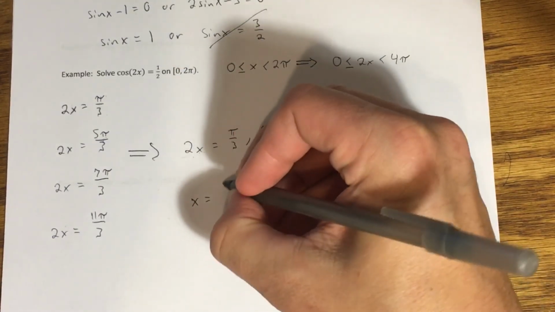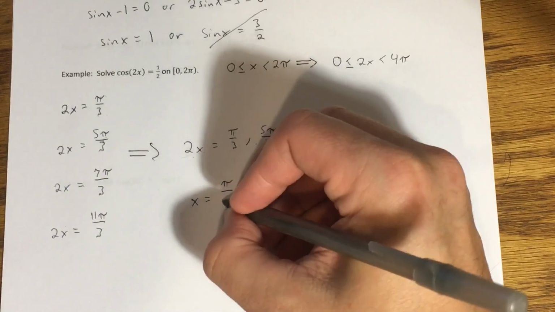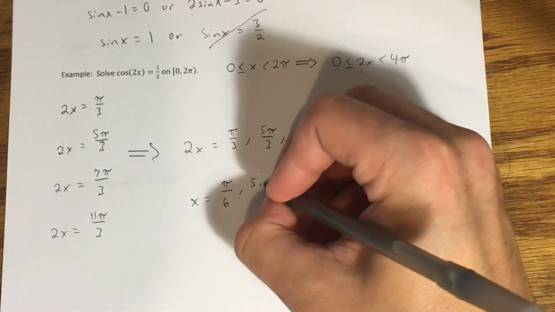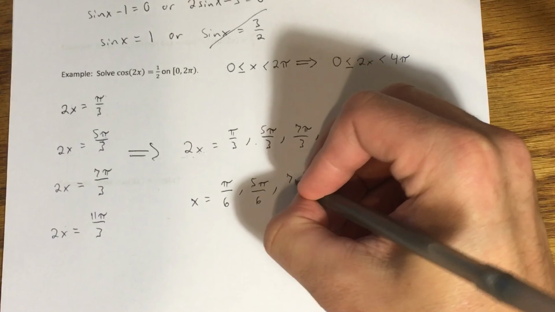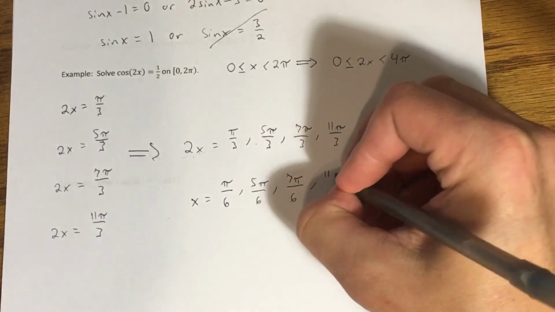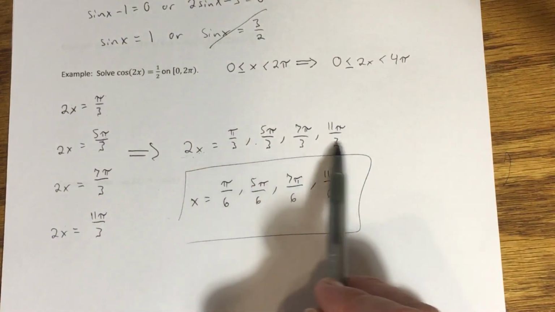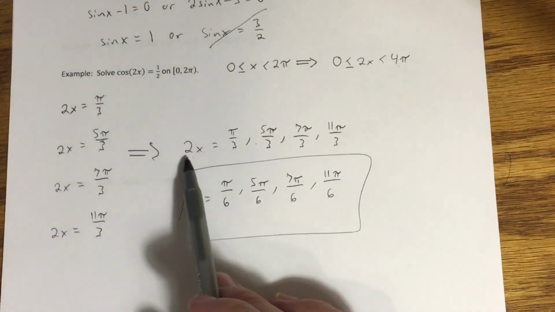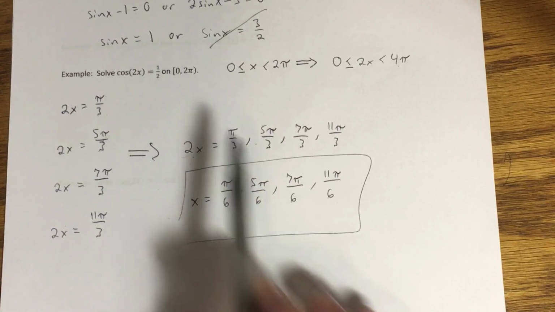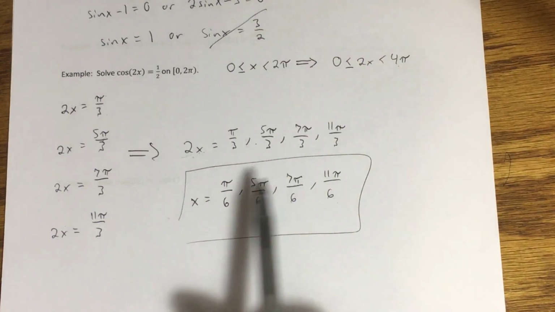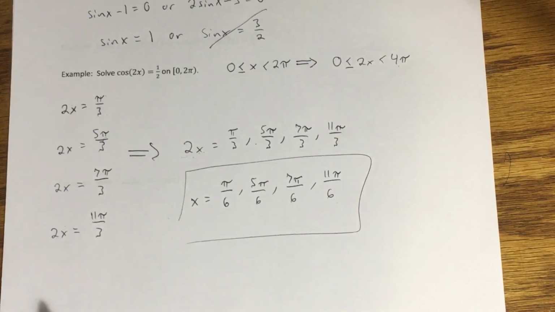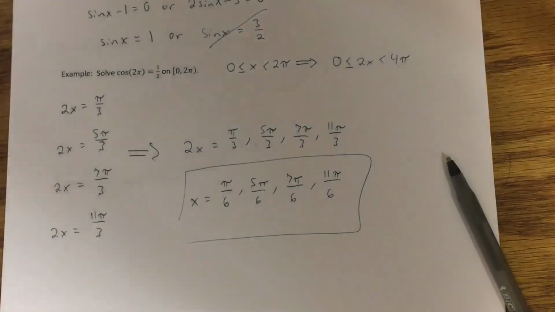X is equal to pi over 3 divided by 2, which would be pi over 6. I would also have here 5 pi over 6, 7 pi over 6, 11 pi over 6. And if you notice, something interesting happened. Even though these angles here were between 0 and 4 pi, after dividing everything by 2, all of my solutions are from the original interval. They're all between 0 and 2 pi, where they belong. Okay, so this captured all of my solutions without having to resort to a double angle formula or any other fancy technique. That should do it for this second video.